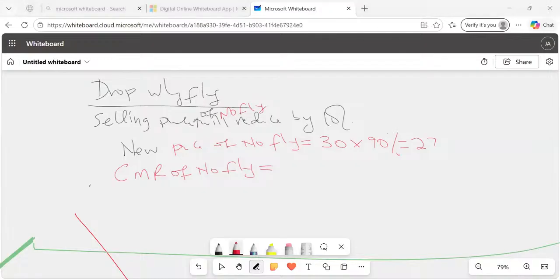Are you able to see the CMR of no fly? This product, they're telling us, should enhance the contribution margin ratio of no fly. Have they given us the figure? Yes. What is the value? 0.6, or 60%. So this is 0.6. This is the CMR of no fly.